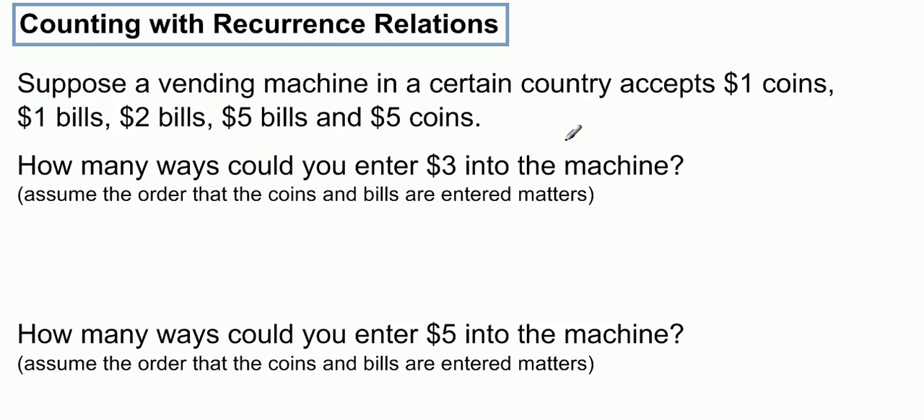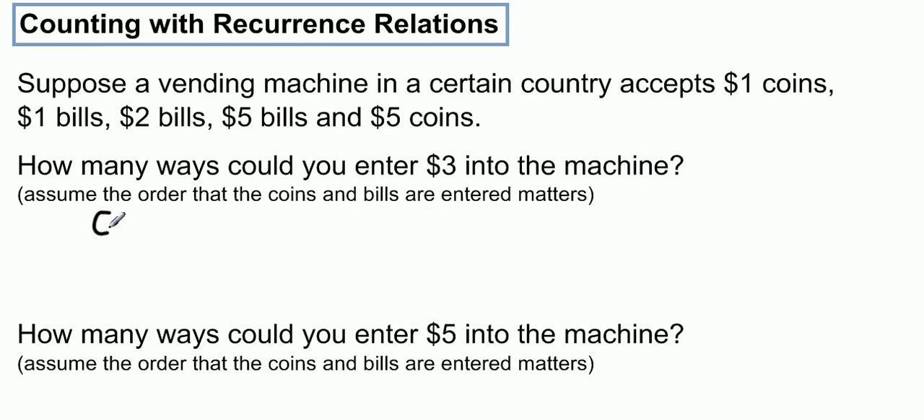This is one standard type of recurrence relation where you're entering money into a machine, and the machine has different ways of entering money. So let's look at some made-up country where you have a vending machine where you can insert either a dollar coin, a dollar bill, a $2 bill, a $5 bill, or a $5 coin. So all of these types of currencies are accepted. Now, one of the questions we might want to ask is how many ways could you enter $3 into the machine? Okay, and we could always start by just listing a few ways out.